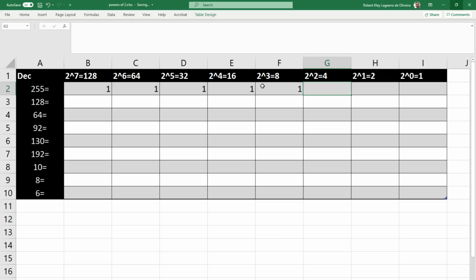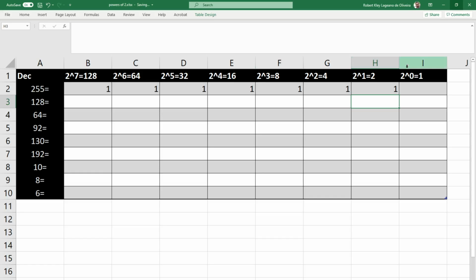Now what do I have left? So I had 15 minus 8. Now I have a number 7. 7 divided by 4 is 1, and the remainder is 3. So I need a number 1 here. And what do I have left? I have a number 3, because 7 minus 4 equals 3. Now 3 divided by 2 is 1, and the remainder is 1. So this is going to be 1, and I'll carry forward the number 1.